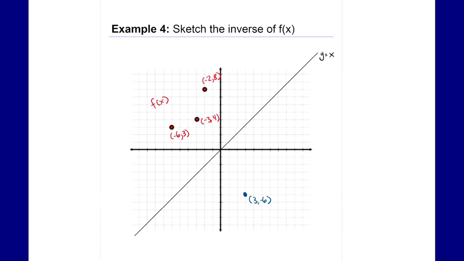Negative 3, 4 becomes 4, negative 3. 1, 2, 3, 4, 1, 2, 3. And then negative 2, 8 becomes 8 and negative 2. So 2, 4, 6, 8, and negative 2.